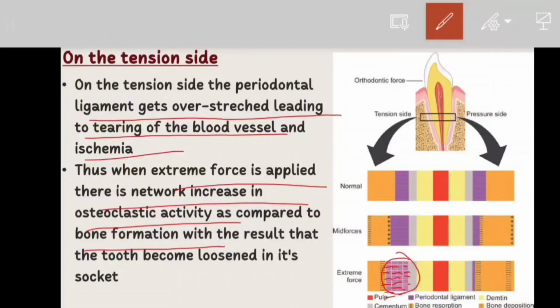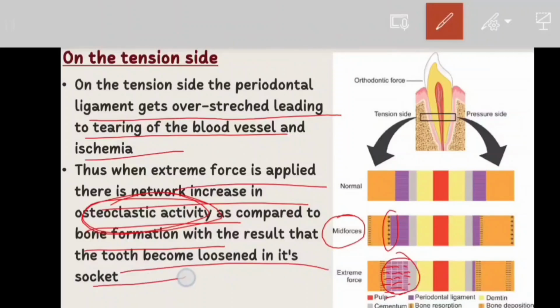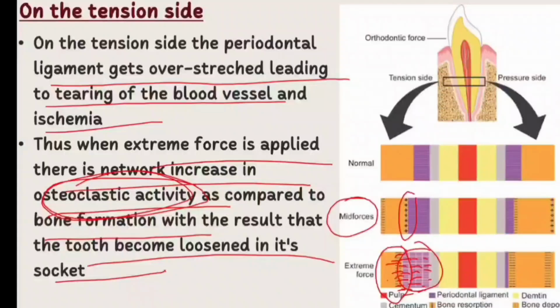So normally when mild force is applied, bone formation takes place. But in extreme force, there will be osteoclast activity, with the result that the tooth becomes loose in its socket. So there will be osteoclast activity instead of osteoblast activity. So here the tooth becomes loose in its socket. So why does tooth mobility increase during excessive orthodontic force? Because bone resorption becomes greater than bone formation.